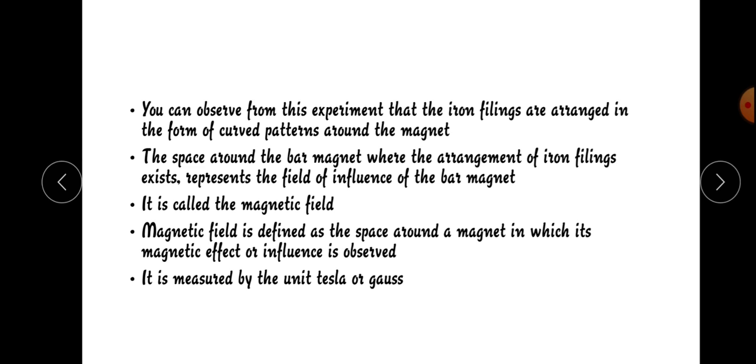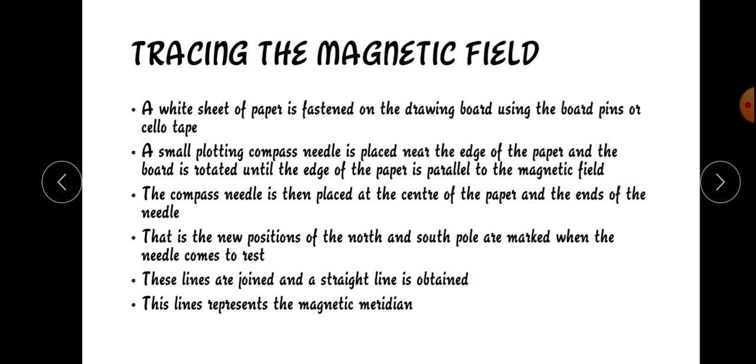The magnetic field is defined as the space around the magnet in which its magnetic effects or influence is observed. So the space around the magnet is defined as the magnetic field. The magnetic field is measured in the unit Tesla or Gauss. Now let's see the tracing of the magnetic field.